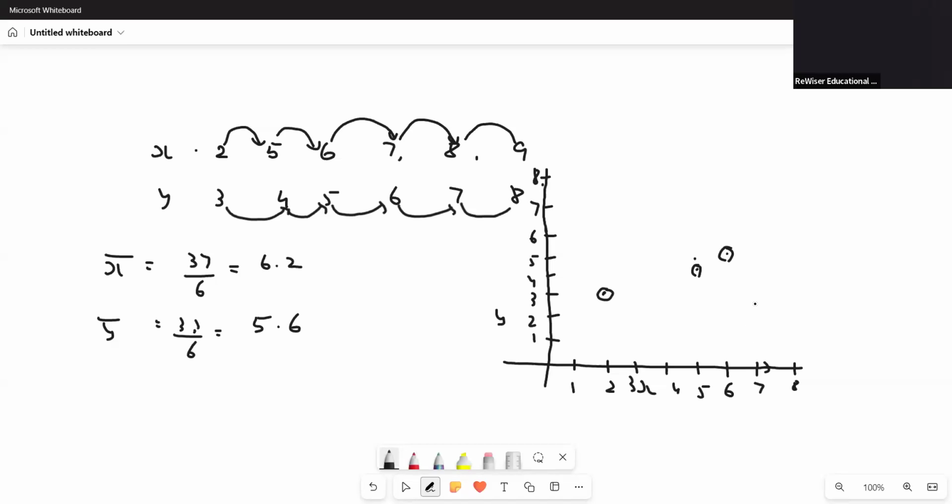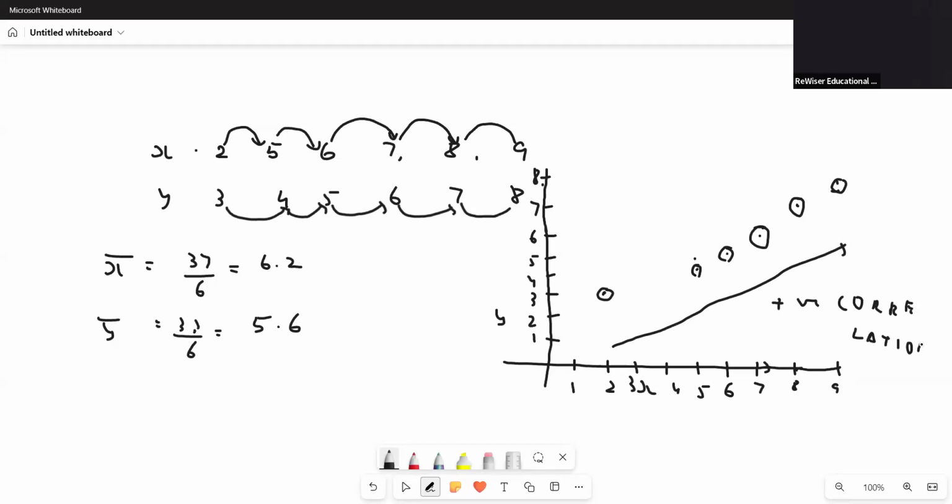Now we have 7 and 6, which is a point here. Now we have 8 and 7, so the value of x is 8 and y is 7, and that's the point which can lie here. Now we have x as 9 and y as 8, so we have to extend this to 9, and then the value of y is 8. As we can see, when we plot this, we get a linear pattern, which literally means it is a positive correlation, as I was talking about earlier.